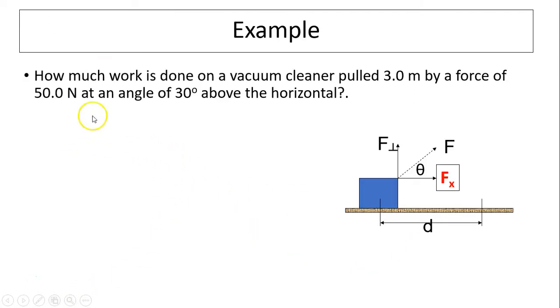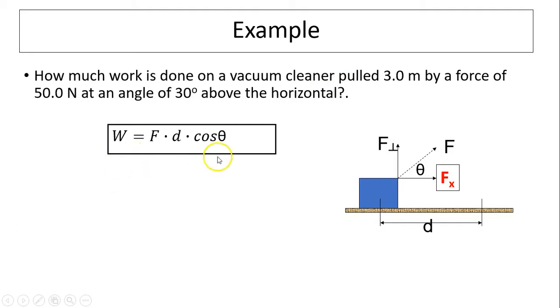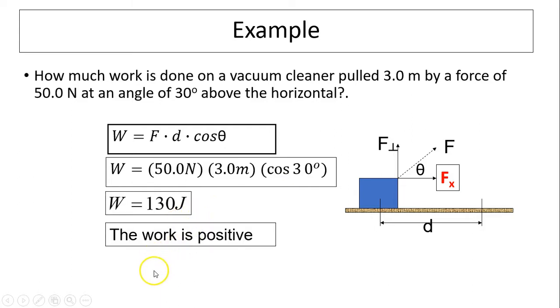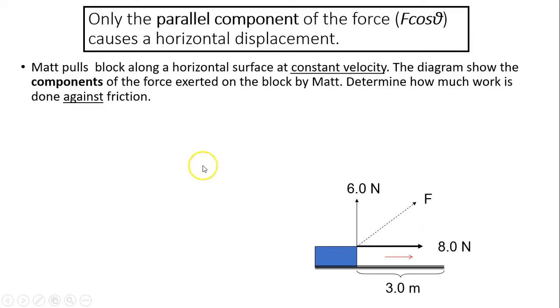Let's take a look at this example. How much work is done on a vacuum cleaner pulled 3 meters by a force of 50 newtons at an angle 30 degrees above horizontal? Here is the equation for work, F D cosine theta. F is 50, D is 3, theta is 30, because this theta is between force and displacement. Plug everything in, you should have 130 joules. You're doing positive work because theta is greater than 0 and less than 90.